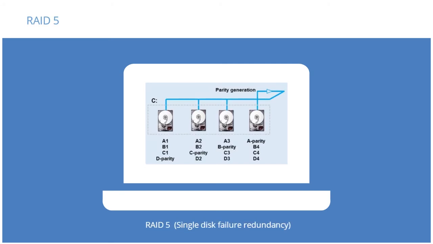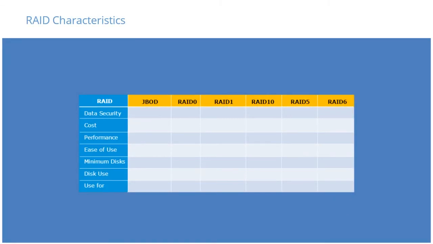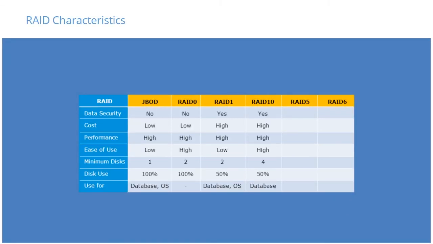RAID 5 is a more advanced technology. It generates a parity bit per stripe for added security. Parity bits are used as the simplest form of error detecting code. In case of disk failure for a RAID 5 system, the lost data can be replicated on a replacement disk. RAID 6 generates 2 parity bits per stripe, further enhancing the redundancy added by RAID 5 by providing double disk failure redundancy with a slight increase in computing overhead. Each storage type listed here has characteristics that make it appropriate for a given purpose.